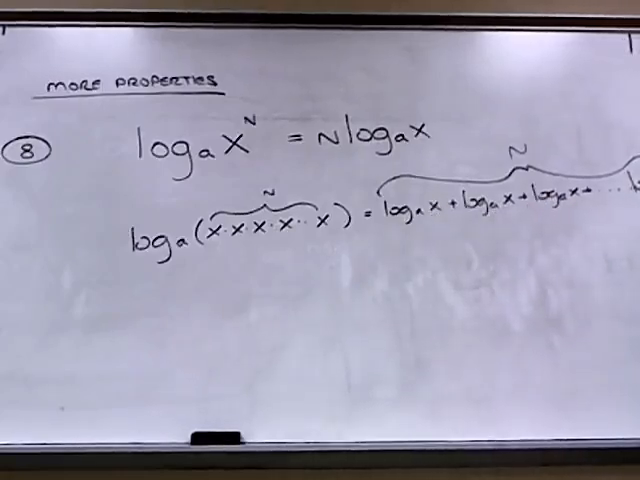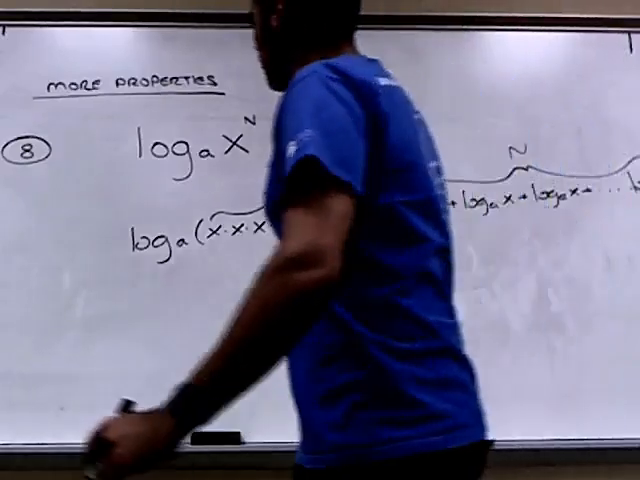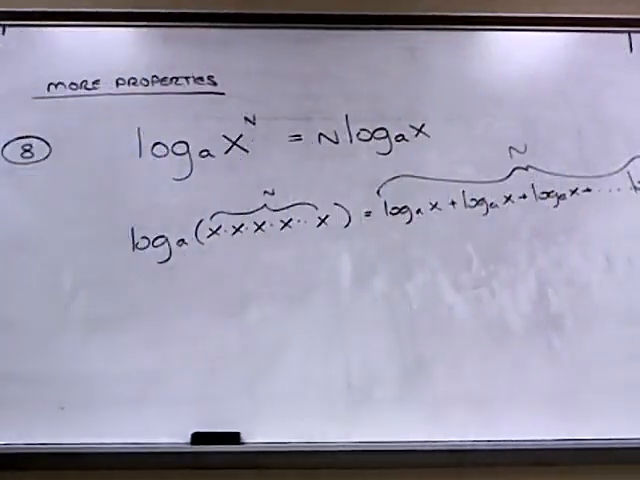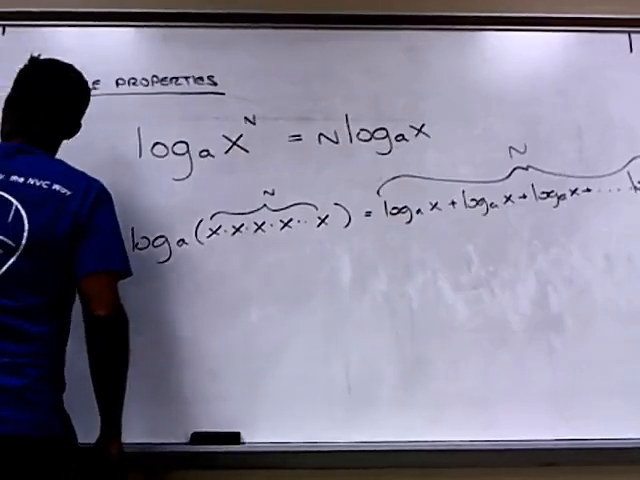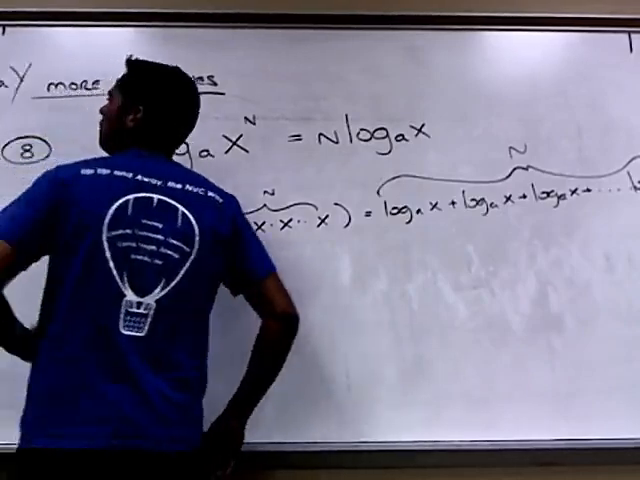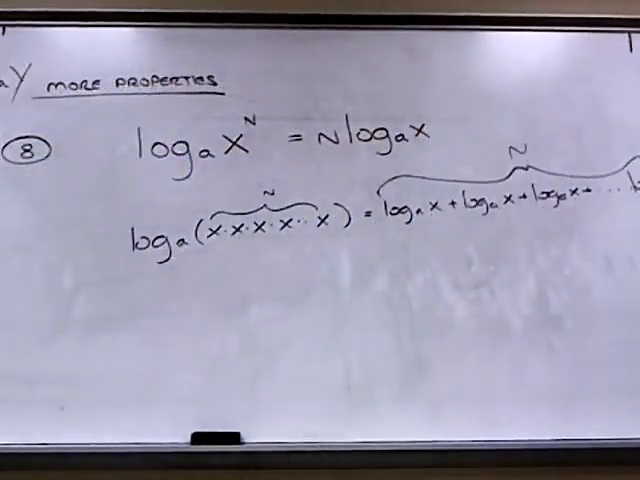I missed number 7. The 7, with division? Oh, you want the formula? Log base A of x over y equals log base A of x minus log base A of y. Can you read that okay?